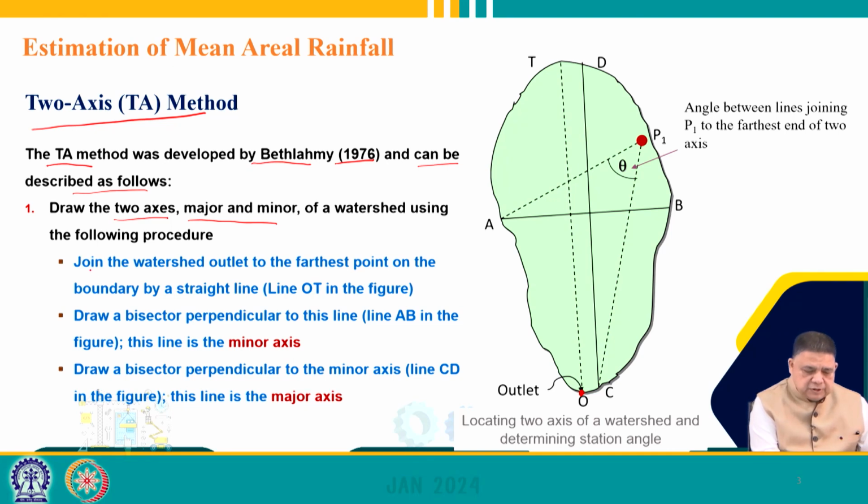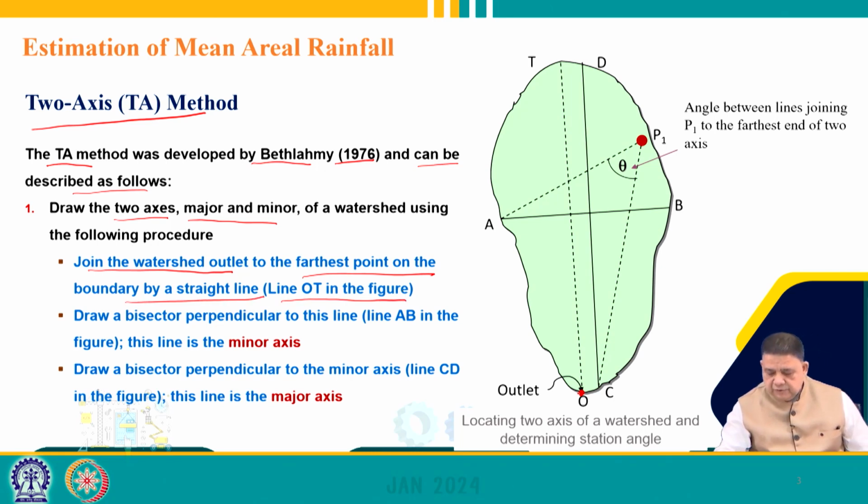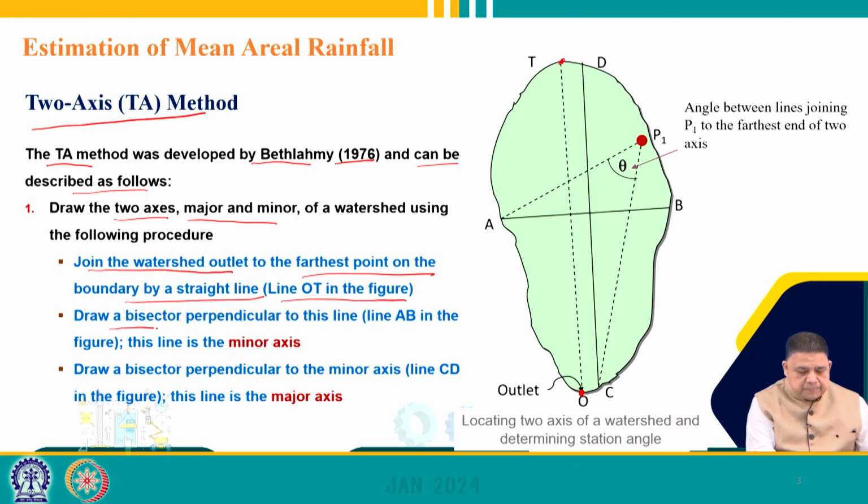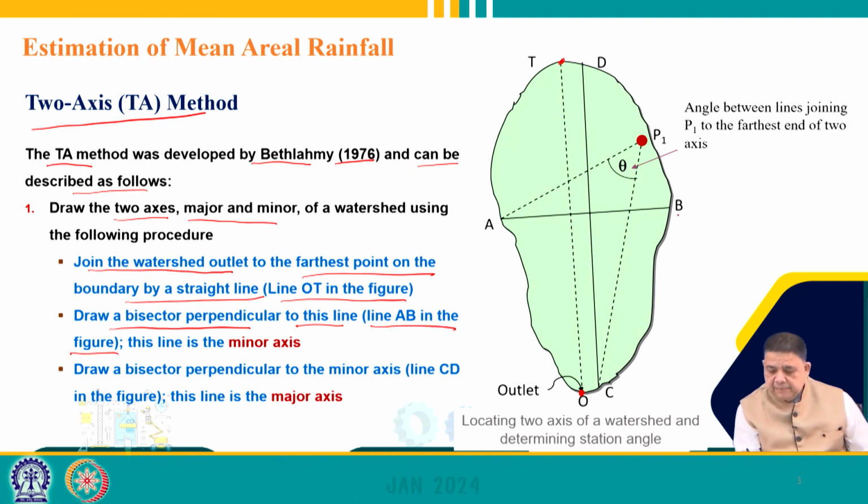So, first thing we do is join the watershed outlet to the farthest point on the boundary by a straight line, which is line OT in this figure. So, this is our outlet, and we locate the farthest point on the boundary of the watershed. In this case, let us say this point is T, and so we draw a straight line joining these 2 points, OT. Then we draw a perpendicular bisector to this line, which is line AB in the figure, and this is referred to as the minor axis. And then we draw a perpendicular bisector of the minor axis, that is, say, line CD in the figure, and that way we get the major axis.